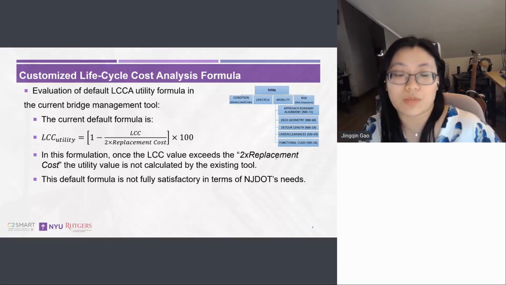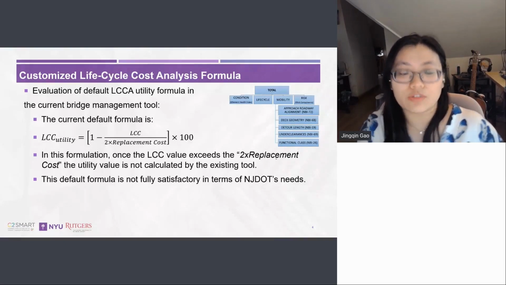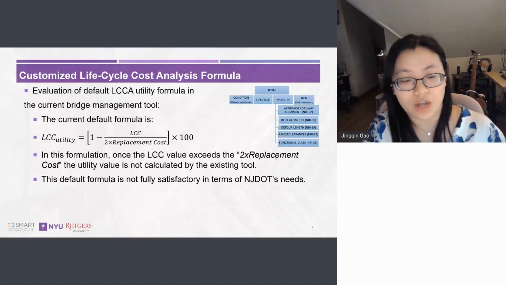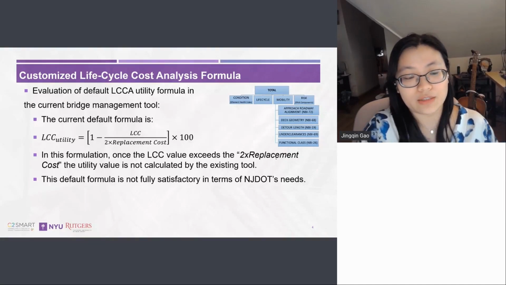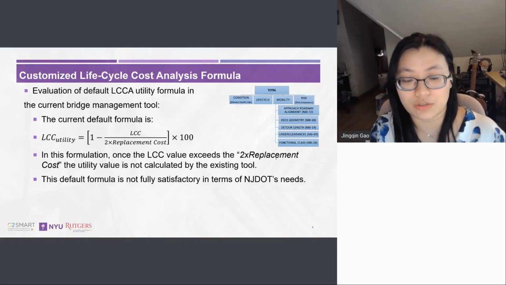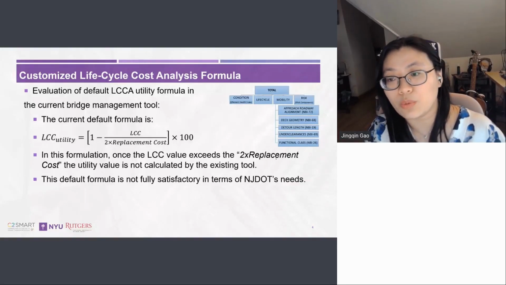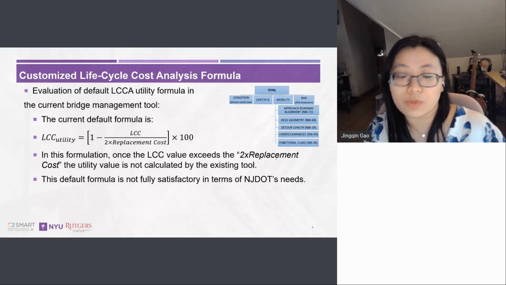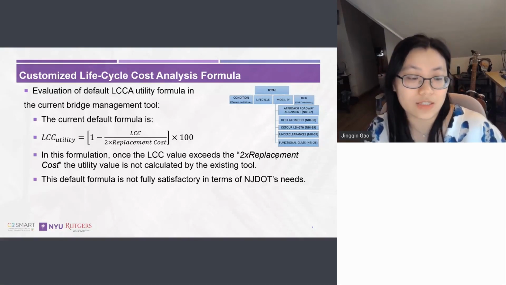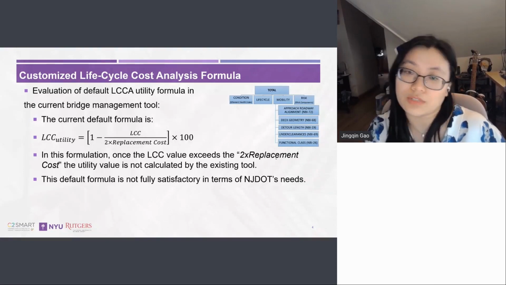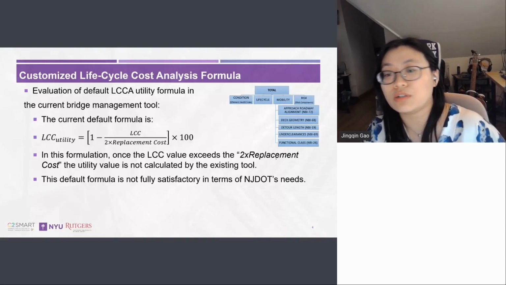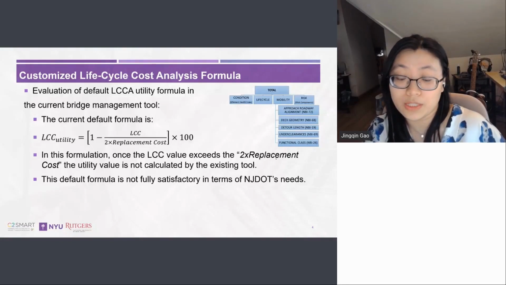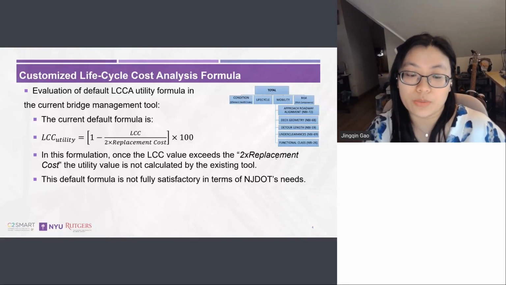The first step of this multi-phase approach is to understand the workflow of lifecycle cost analysis in the current bridge management software and investigate if there's a need to customize it to NJDOT specific needs. We performed a trial and error based analysis for a selected bridge data set and found that the default lifecycle cost analysis utility formula uses lifecycle cost over 2 times the replacement cost as part of the input.